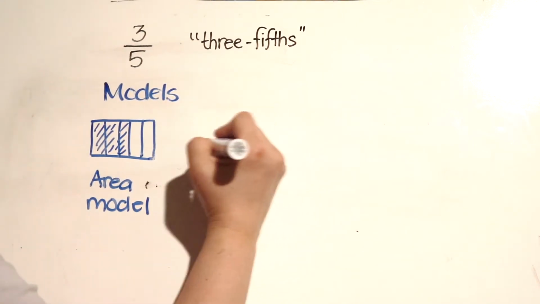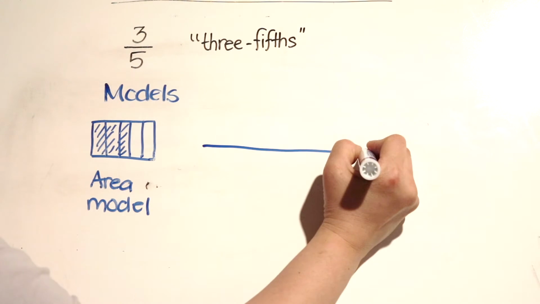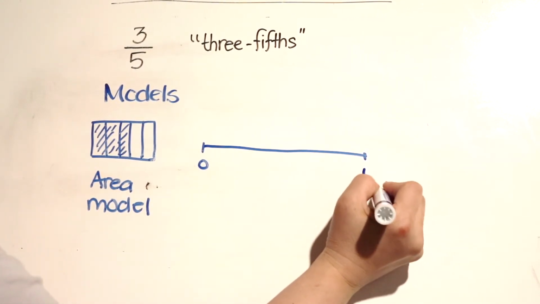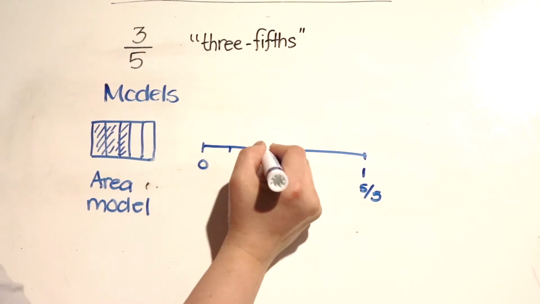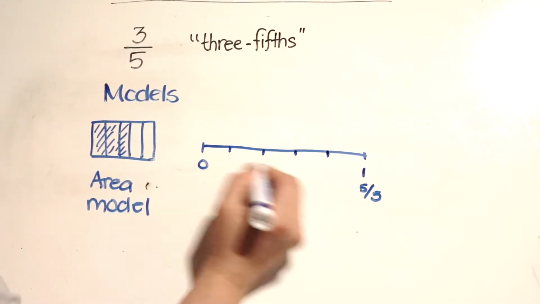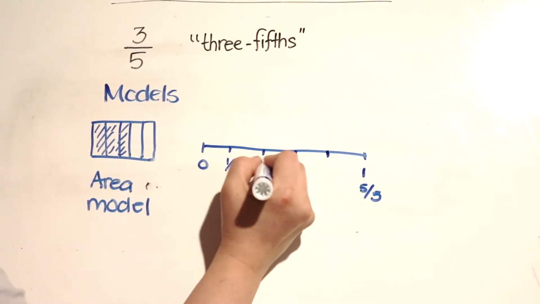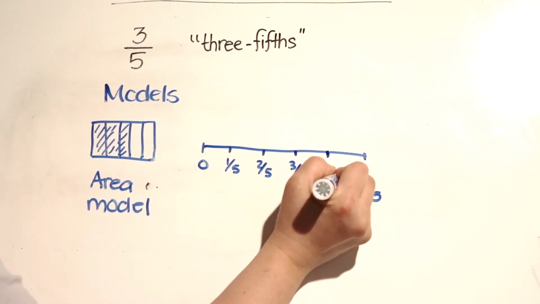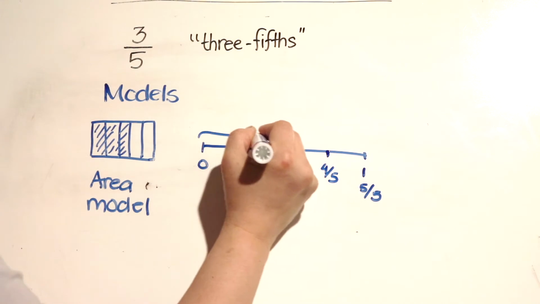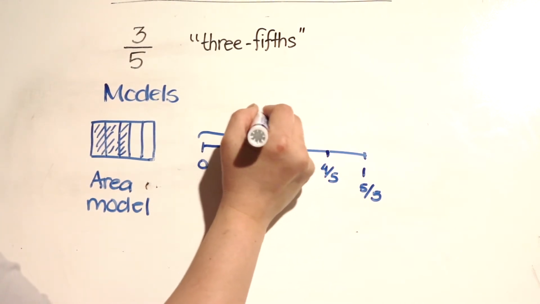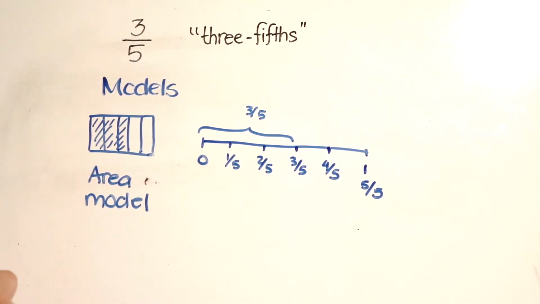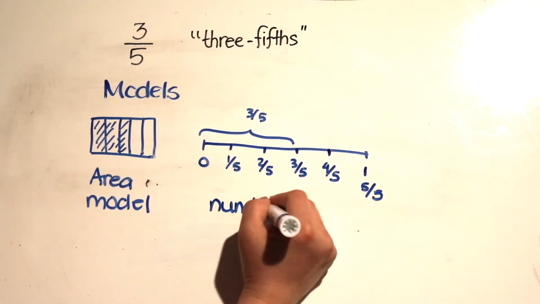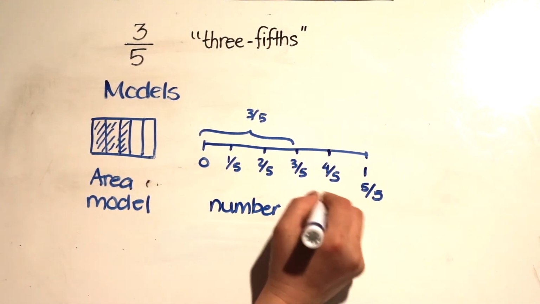Another way we could model it is using a number line. So here's our whole, which is 5 out of 5. And here's our 1/5, 2/5, 3/5, 4/5, and there is our 3/5. Okay, this is a number line.